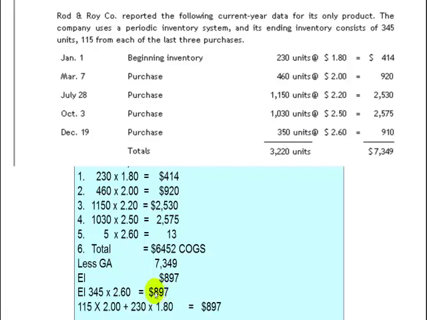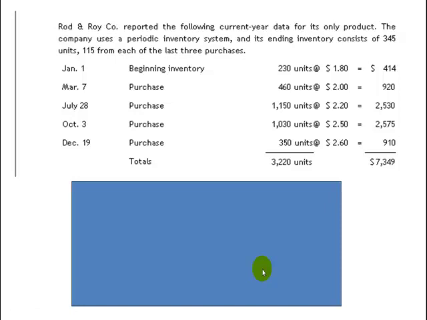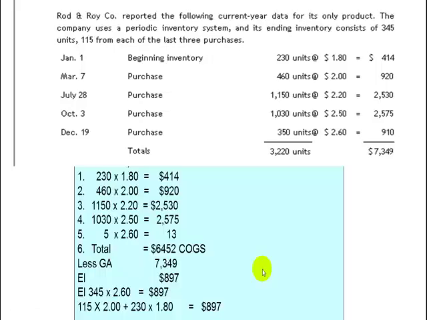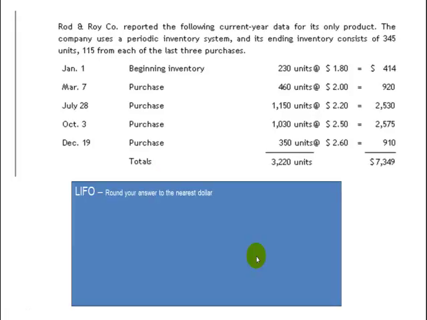Let's go back just for a second here. You can ignore this last line here. I'm not sure what this last line's all about, but what we did here is we looked at the FIFO. Now we're going to look at LIFO on the next page.